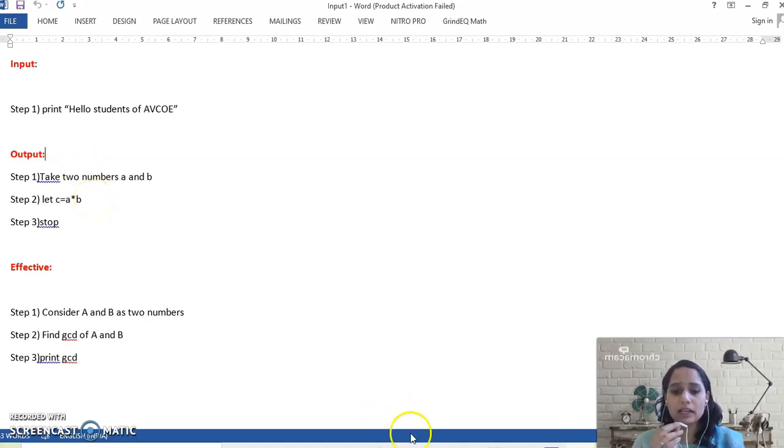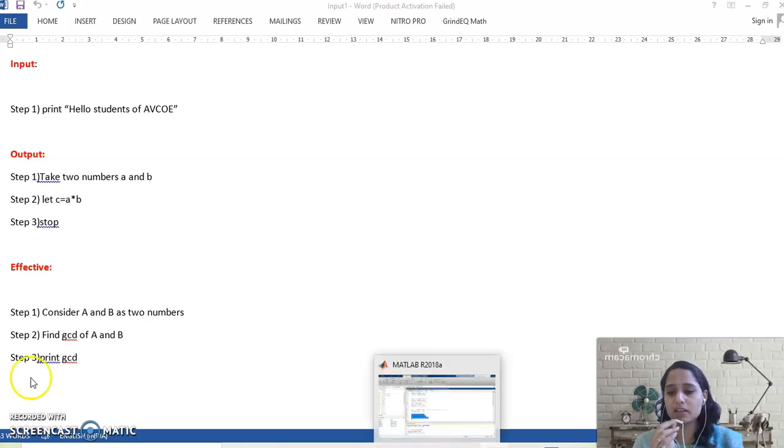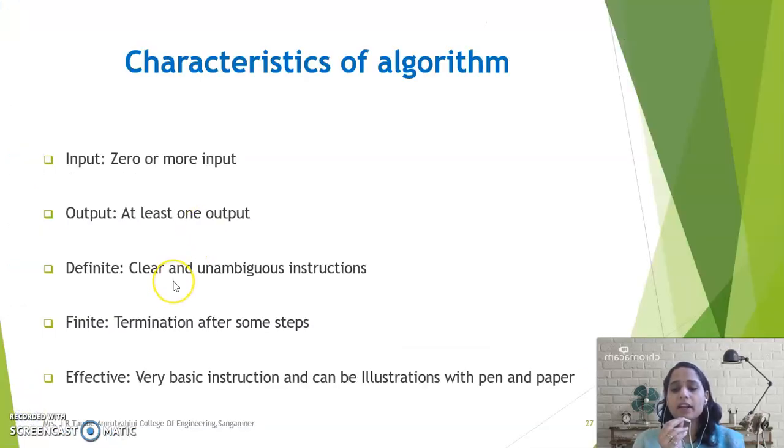Now talking about the next property, that is definiteness. Now what is the definiteness property here? Definiteness means a clear and unambiguous instruction.